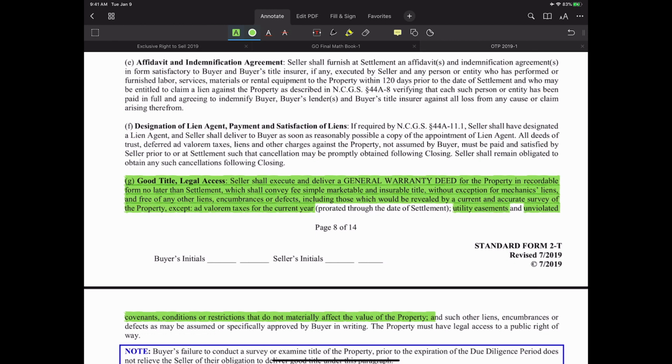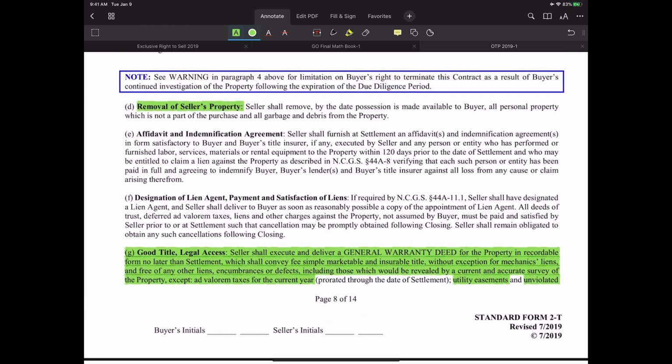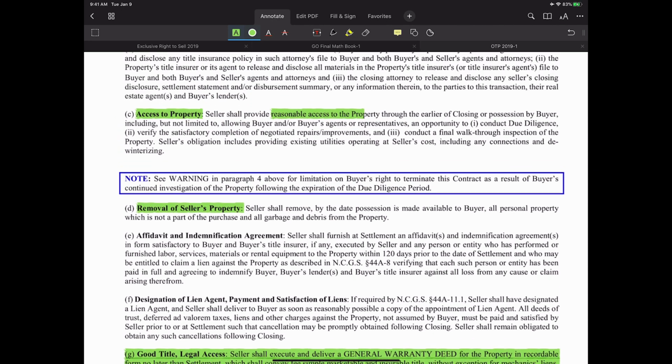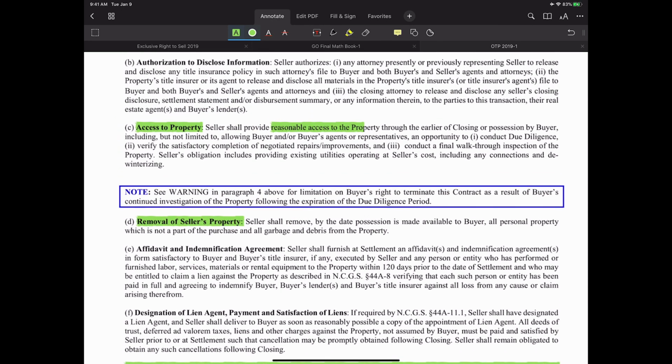All right. I did jump to that section. Was there anything else that you wanted to hit on? I mean, we talked about removing the seller's property. They have to give access. Oh, I do want to say that the seller is obligated to provide existing utilities at their cost up until closing. So the buyer has to be able to do inspections. True. All right. Let's move on then.